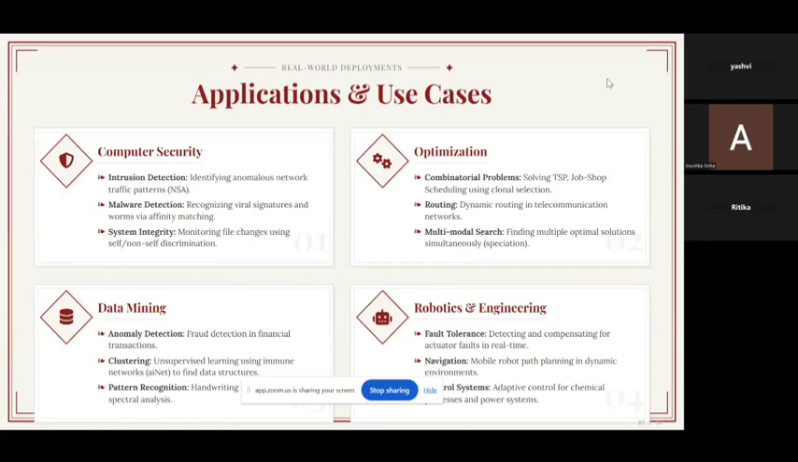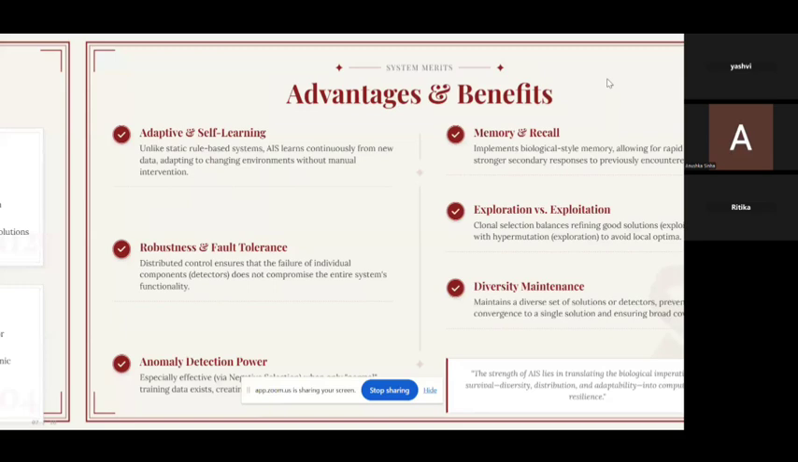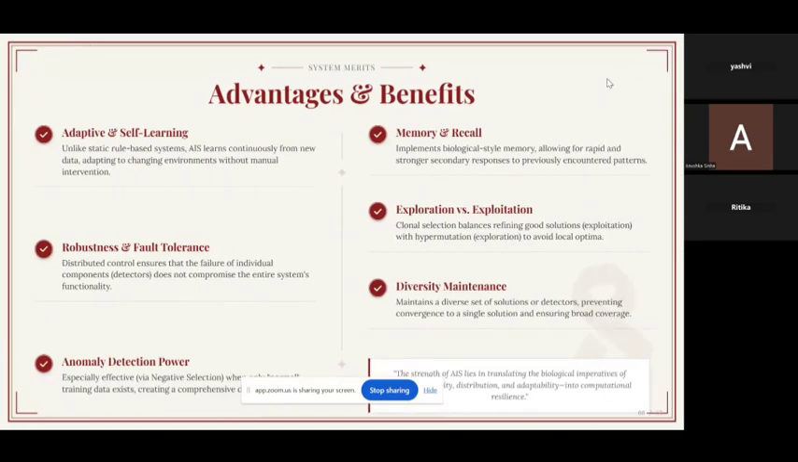Now, other topics will be explained by Yashvi. Thank you, Anushka. So in this slide, we will be discussing the advantages and benefits of AIS.